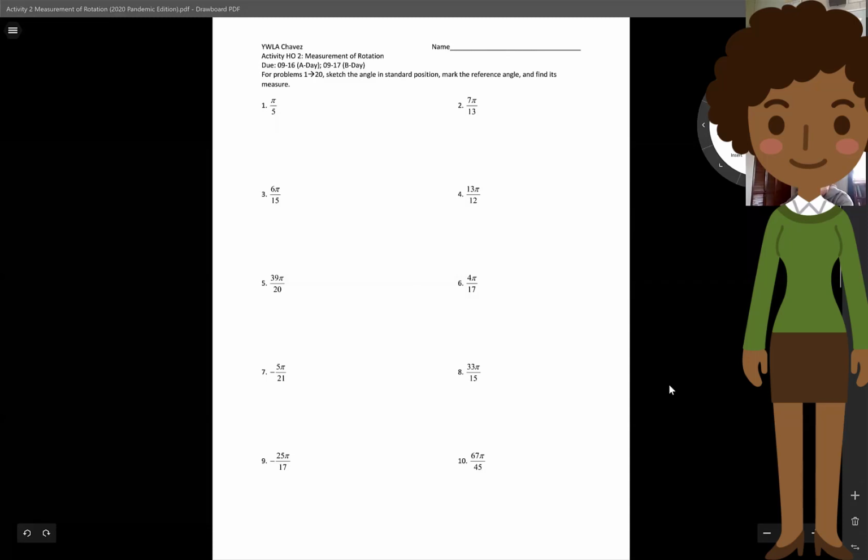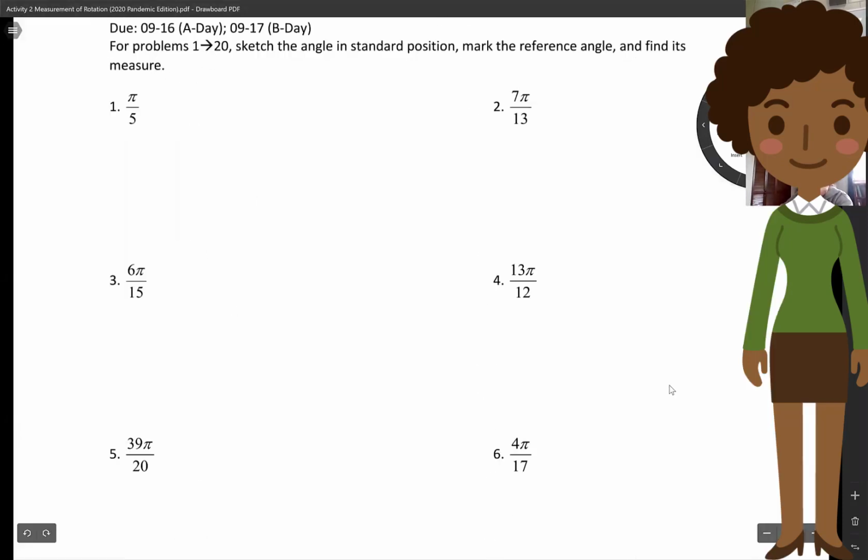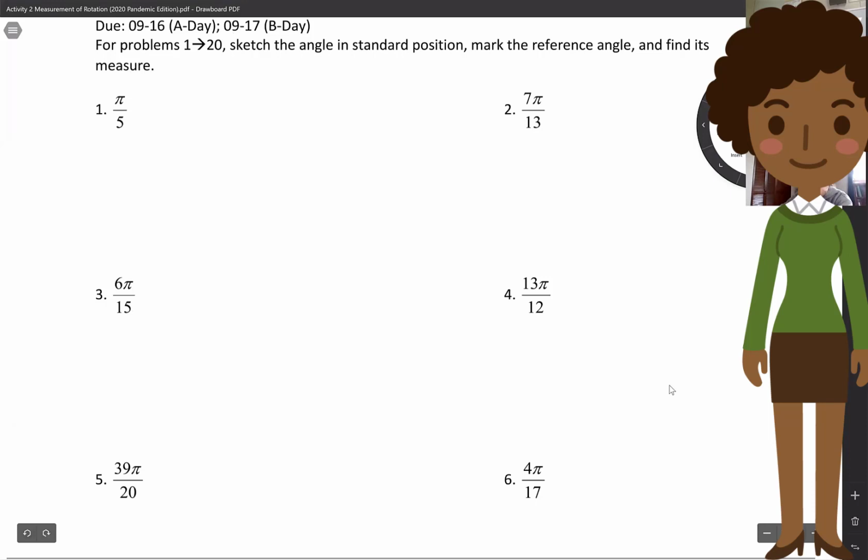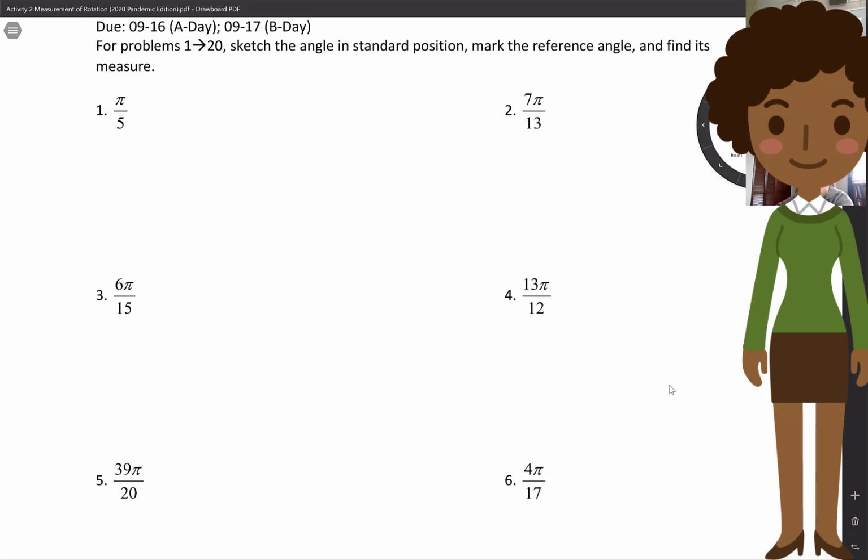Question 1. The instructions are: sketch an angle in standard position, mark the reference angle, and find its measure. I'm going to try to write as nicely as I can, guys. Like I said, I'm writing on my laptop here. I'm not turning it into a tablet, so I'm going to write with this upside here. So here we go.